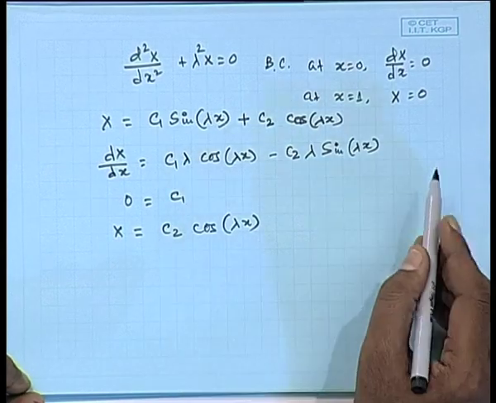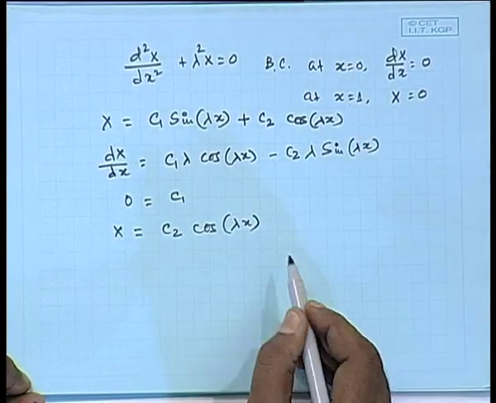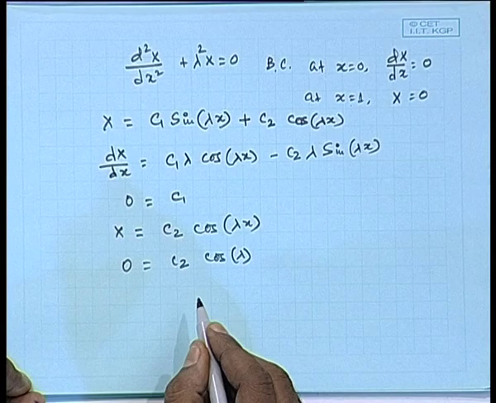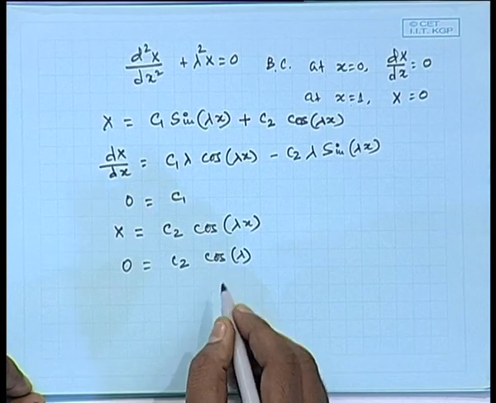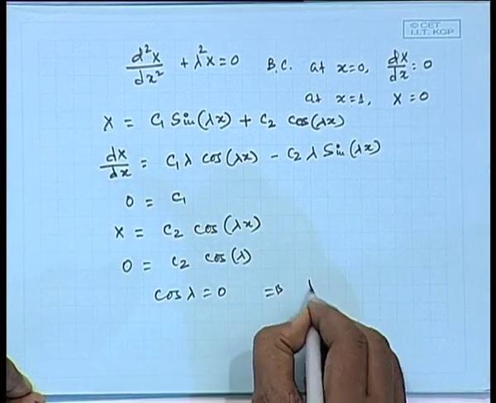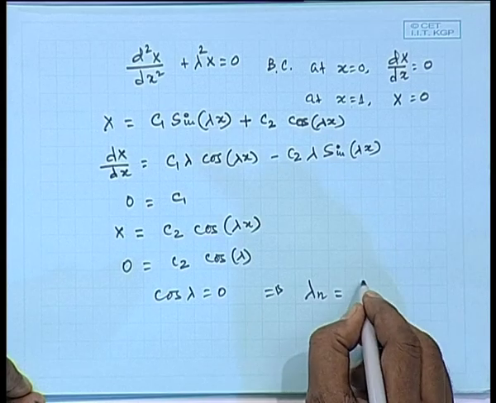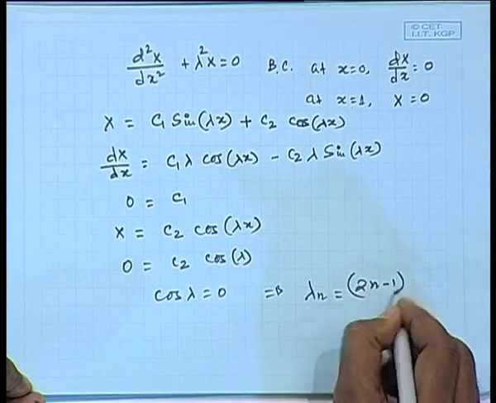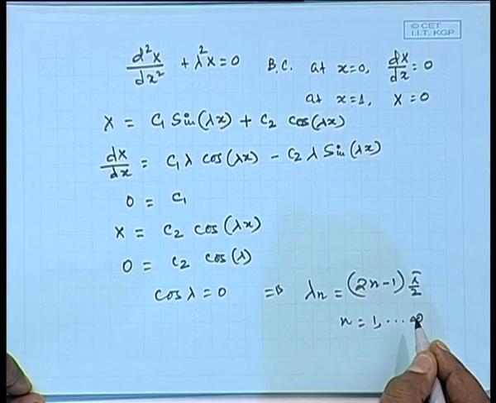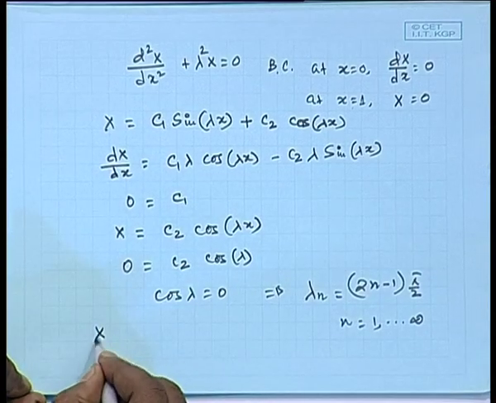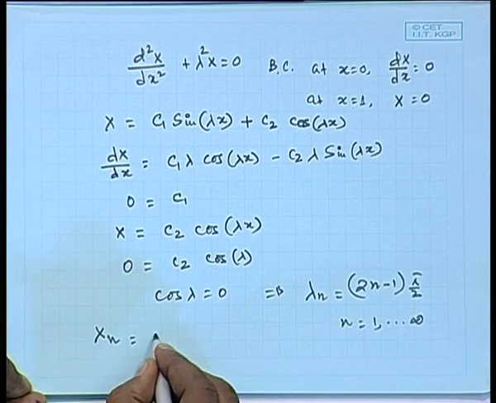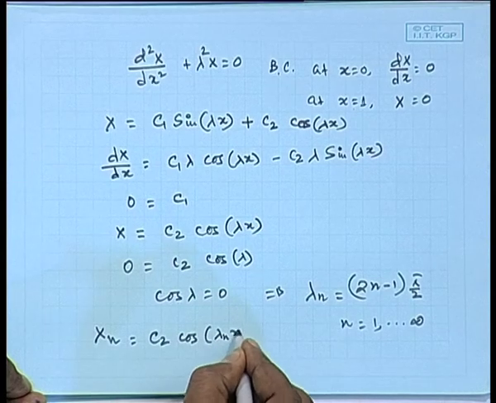Okay. Now, the other condition at x equal to 1, your capital X is equal to 0, it means 0 is C2 cosine lambda. For non-trivial solution, C2 must be not equal to 0. So, cosine lambda has to be equal to 0, and the solution you will be having, there are infinite number of solutions again existing, that is nothing but 2n minus 1 pi by 2, and the index n runs from 1 to infinity. And corresponding to the nth eigenvalue, your eigenfunction will be C2 cosine lambda n x.